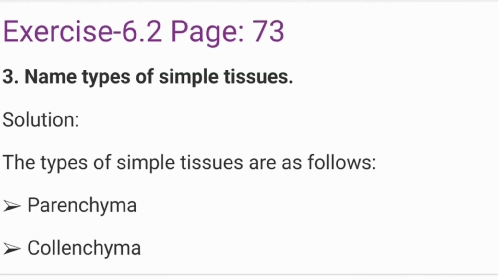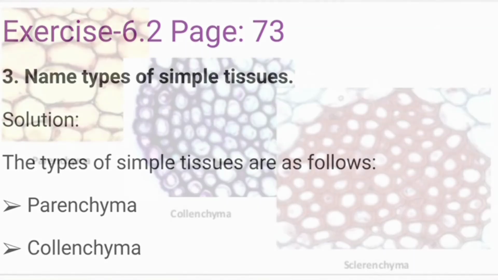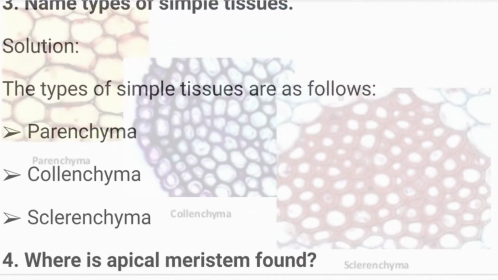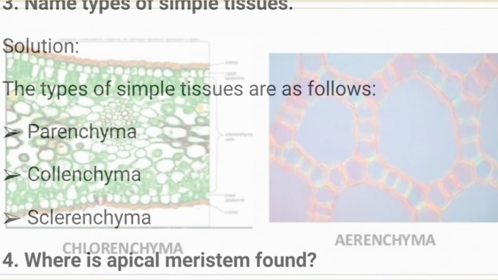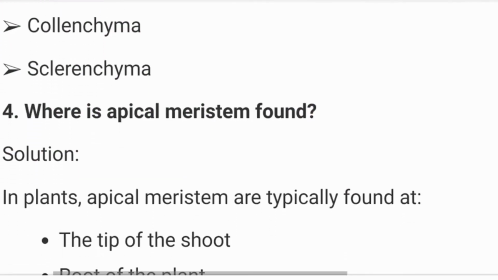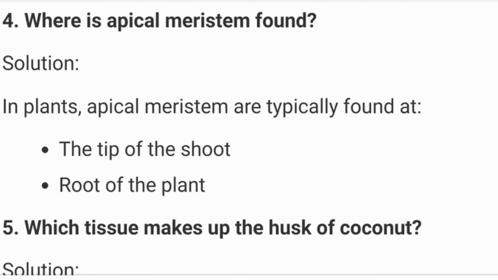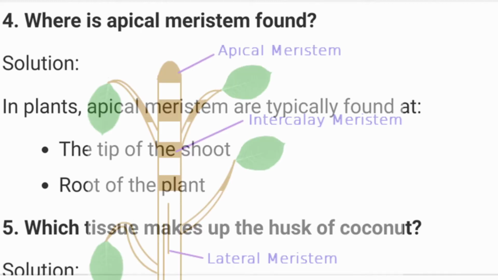On page number 73, name the types of simple tissues. The types of simple tissues are as follows: parenchyma, collenchyma, sclerenchyma, and two more we studied, that is aerenchyma and chlorenchyma. Where is apical meristem found? In plants, apical meristem is typically found at the tip of the shoot, at the top, and the roots that are present at the bottom.